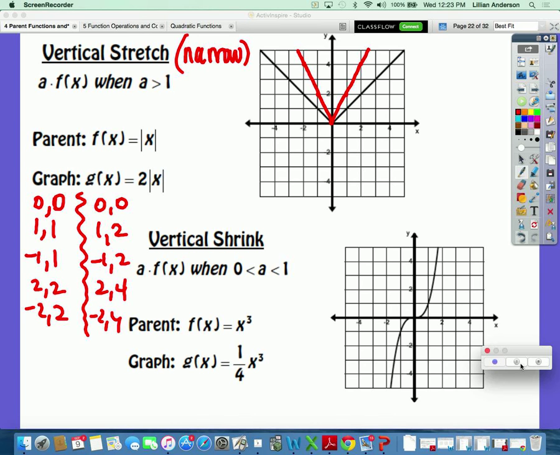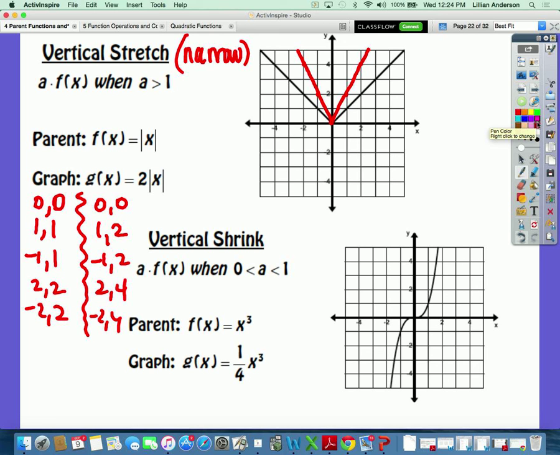The shrink does the opposite, okay? And you notice a shrink if A is between 0 and 1, such as this example, 1/4. That means all my y's are now going to get multiplied by 1/4, okay? Are you guys okay? You guys have any questions so far?